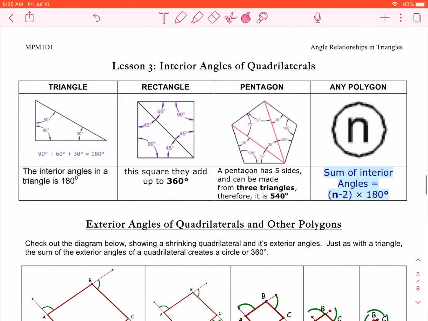Okay, so quadrilaterals, if you consider any type of shape, actually, we could get to the polygon formula. We know that triangles, interior angles add up to 180. Okay, we know a rectangle adds up to 360. A pentagon, so 1, 2, 3, 4, 5, you can see the pentagon has actually been split up in red into 3 triangles.